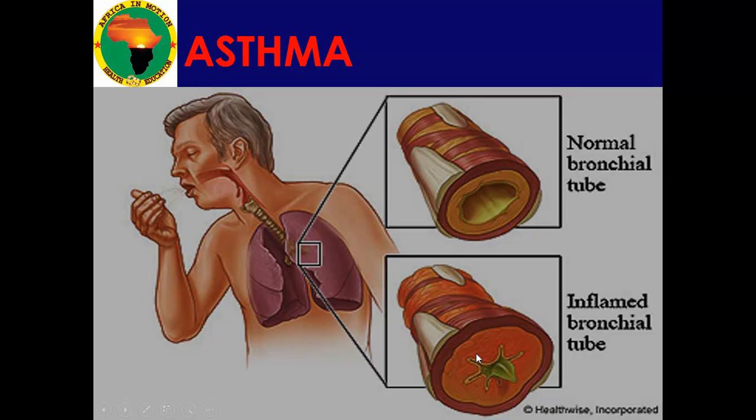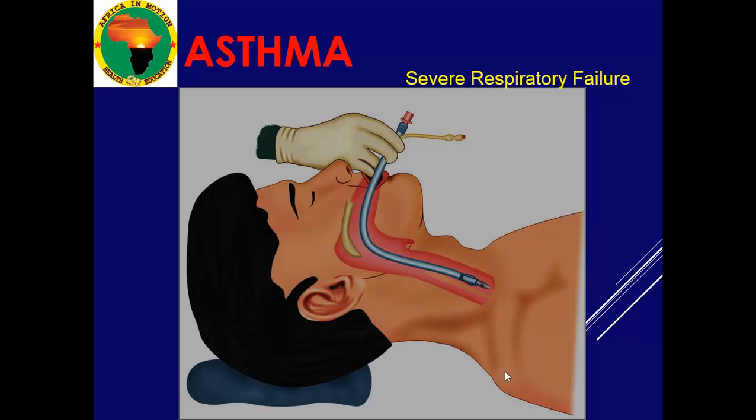Another serious complication is where the normal tube, the bronchi, which has been normal, when an asthmatic attack comes, gets inflamed and swollen to this level, almost closing. It's very difficult to breathe when it is closing. The patient will be coughing, a lot of mucus will be produced. Then the patient will have shortness of breath.